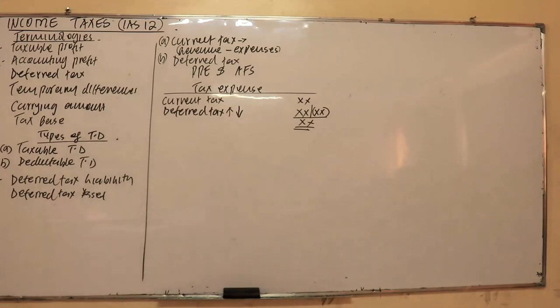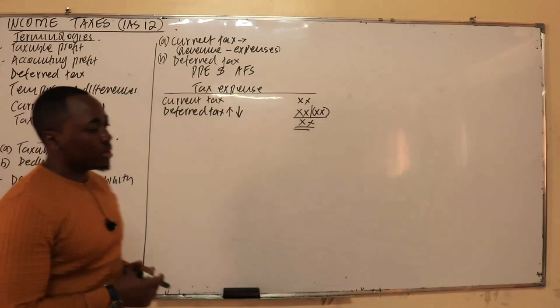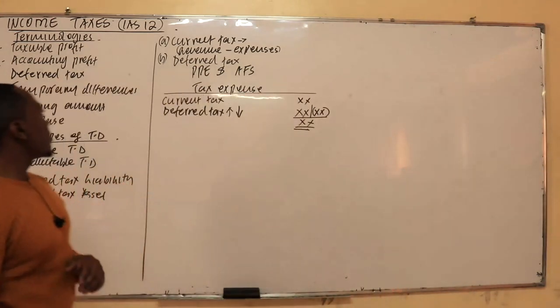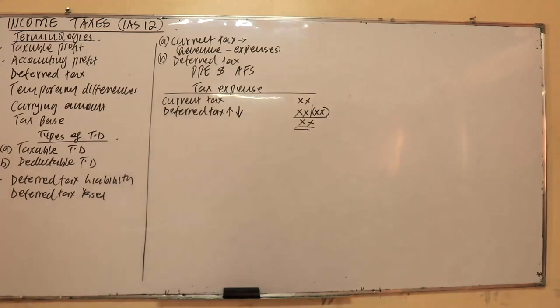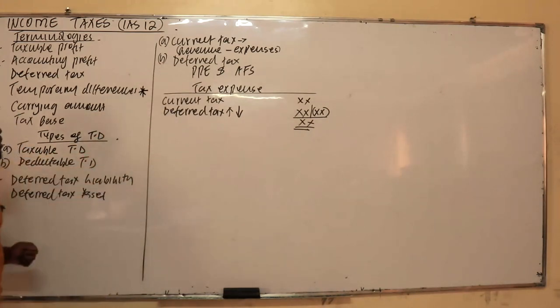Good. So now let me explain the whole concept of deferred tax. You're saying that deferred tax is the amount of tax either payable or recoverable in the future, which arises as a result of what? Can you go back to the definition? Which arises as a result of temporary differences. Good. Now, what are temporary differences? Let's go back to the definition.